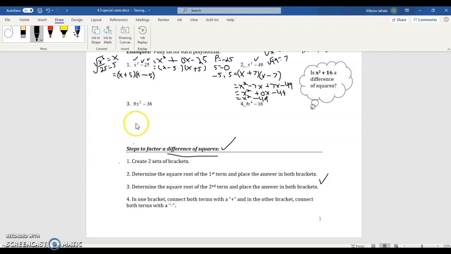This is 4.5 part 2. We're going to continue factoring some difference of squares. We did examples 1 and 2 already. Let's move on to examples 3 and 4.